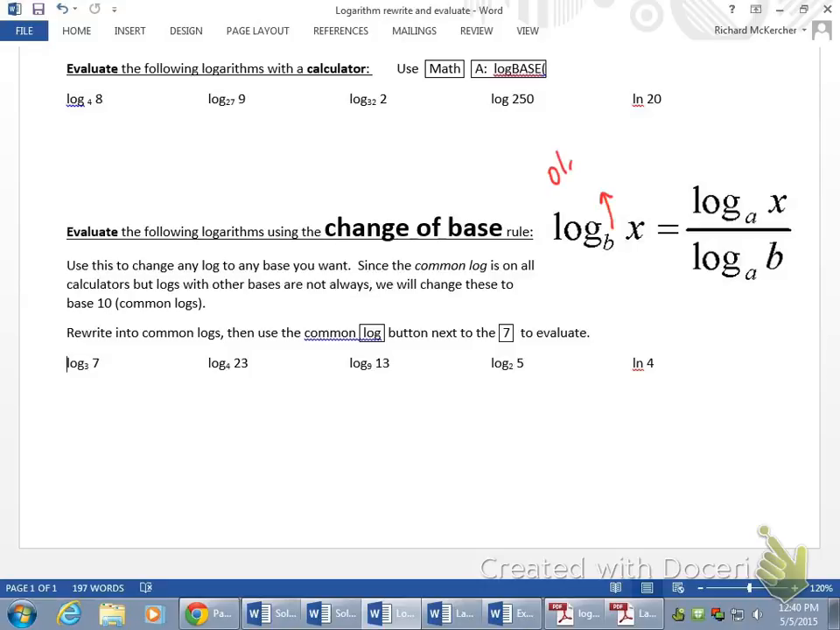So the B is the old base, A is going to be my new base, but for us, every single time, that's going to be a 10. We're going to change that to a common log of 10. Of course, I hope you recognize that the X here is going to go on top, and then that B is going to go on the bottom. So an example here. All right, check out this example over here.